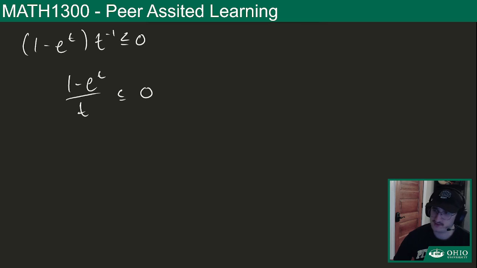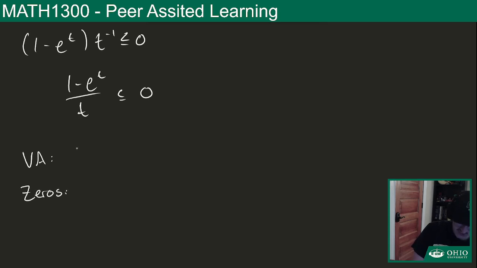That gets multiplied by that quantity 1 minus e to the t, and I'm comparing it to 0. So this looks a lot like a rational function compared to 0. So we're going to want to make a sign diagram for this case. And if we want to do that, we need to analyze both the vertical asymptotes and the zeros. So my vertical asymptote is going to be t equals 0, and that's pretty straightforward. Next, I can solve 1 minus e to the t equals 0.